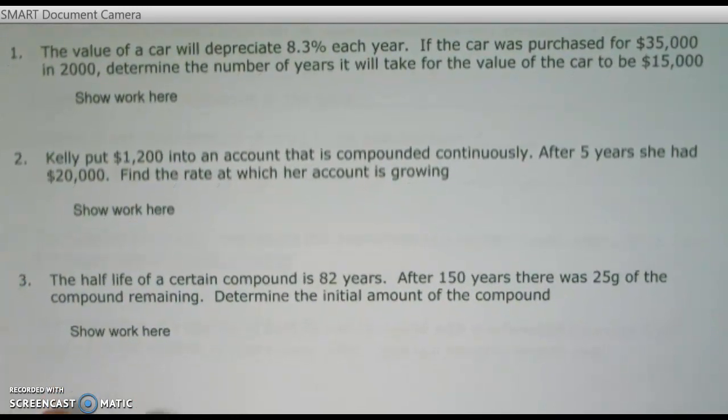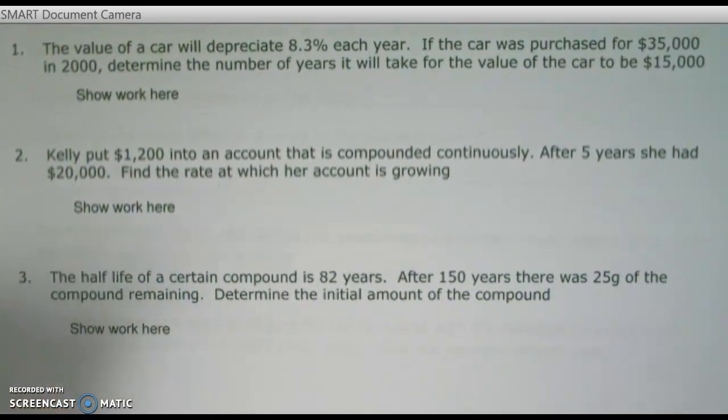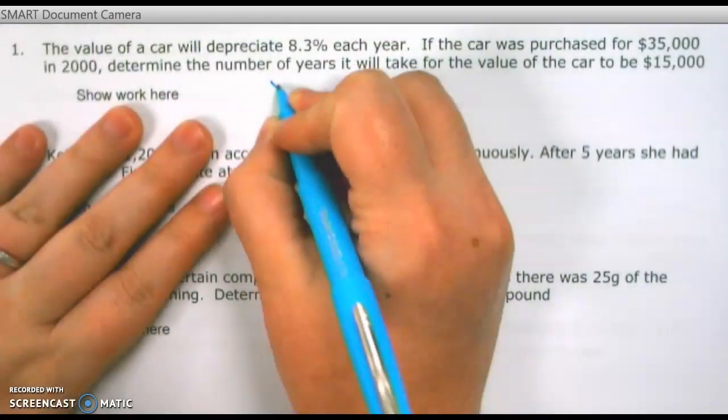The first thing you need to do is read each problem and make sure you know what formula you're going to use. So remember, the formula list is the same: growth, decay, compound, continuous, and half-life formulas that we did at the beginning of word problems. So pause the video and make sure you read the problem and figure out what formula you're going to need. All right, so I know from the word depreciate, I'm going to use the decay formula.